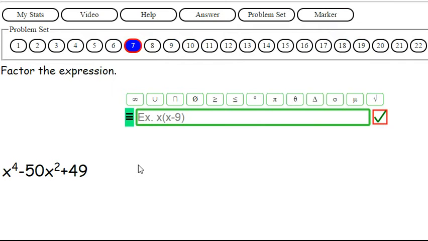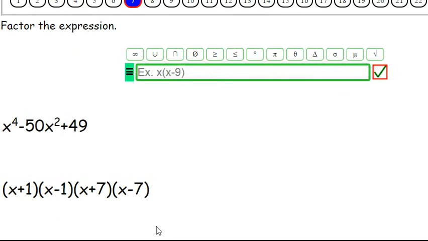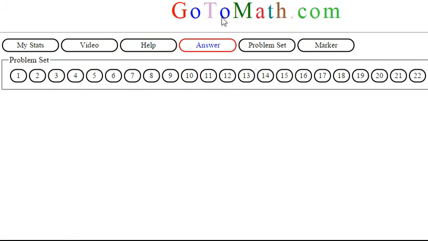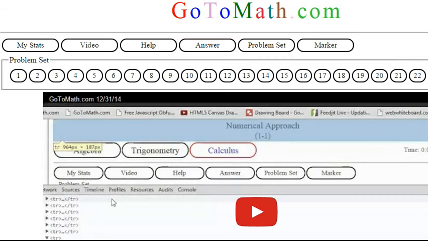Alright, let's go in here. Tell them what kind of order I got set up. Right, x plus 1, x minus 1, x plus 7, x minus 7. There you go. Alright. So we're over here at gotomath.com practicing how to factor. See you in the next problem.